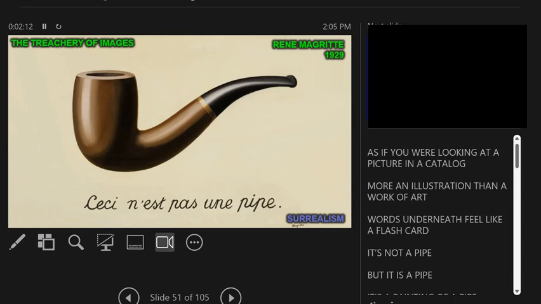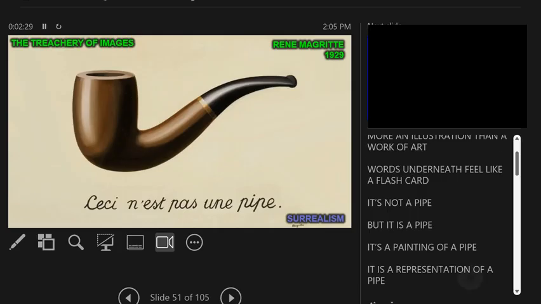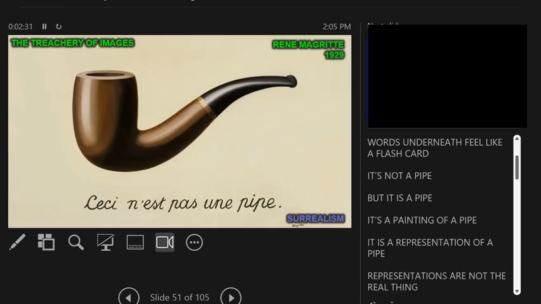All right, now I do want to talk about how he painted the pipe. It looks like an illustration. It doesn't really look like art, like fine art or high art. And that's kind of how he painted. He painted like an illustrator. And the words underneath feel like a flashcard or from a children's instructional book.